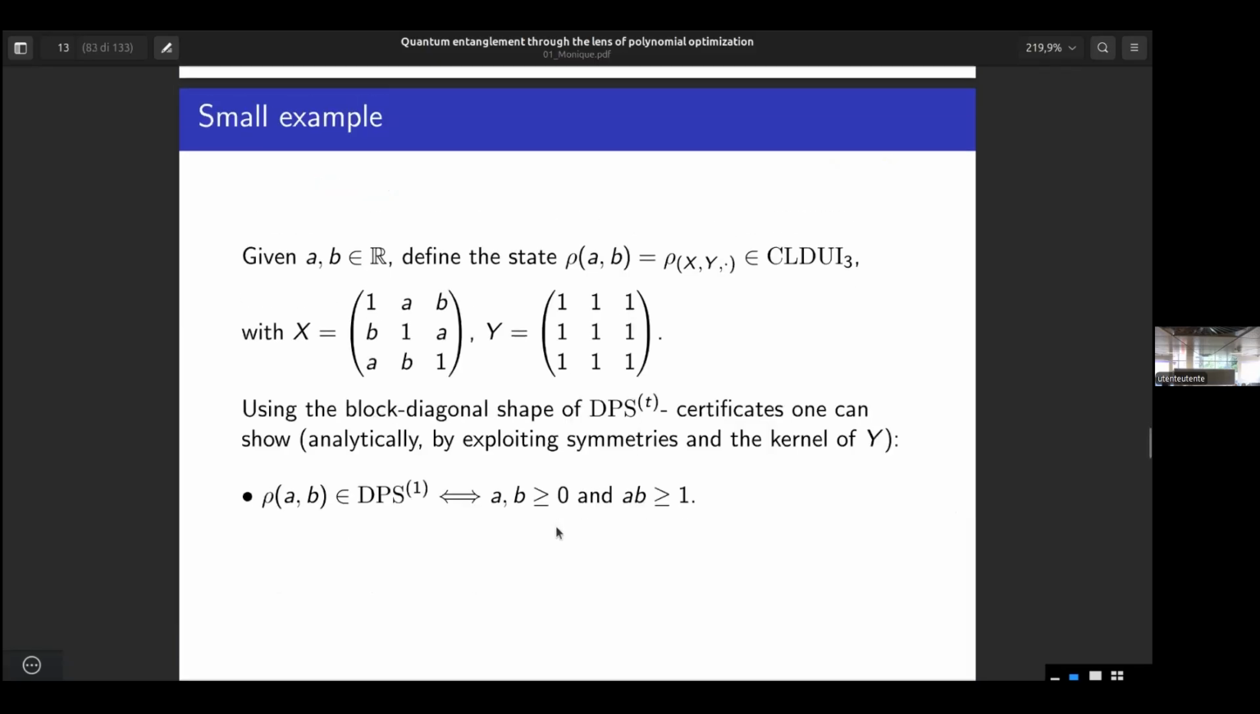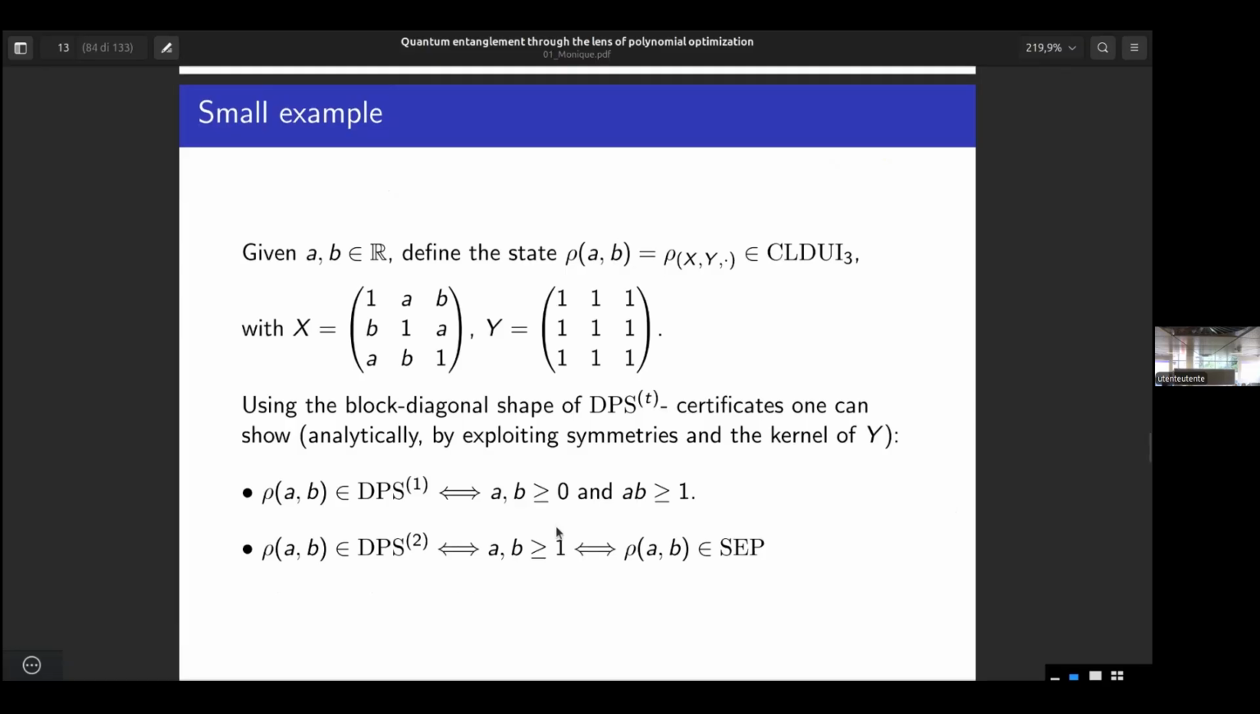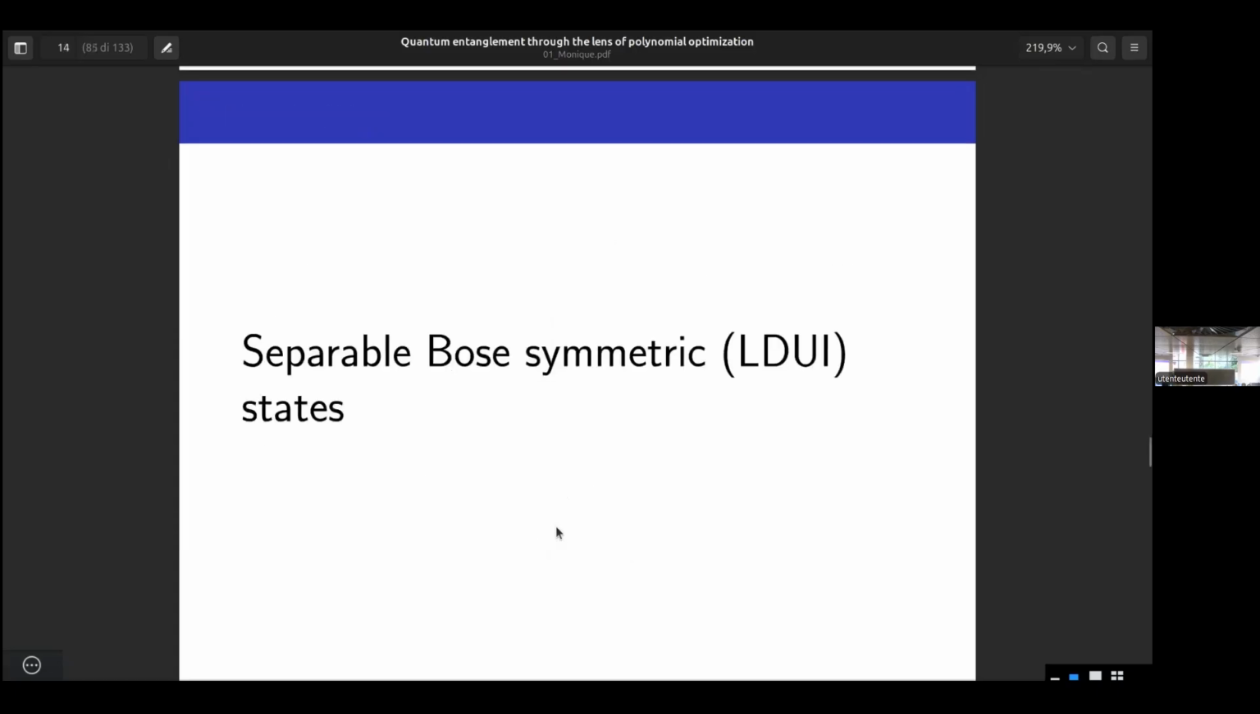So in the paper we have a small example, a state CLDUI with just 2 matrices X and Y. The only thing I want to say about this is that we can actually characterize analytically membership in DPS2 because we know what the blocks are, then we can look inside the blocks and, exploiting symmetries and properties of the kernel, we can do an analytical characterization. But it becomes already tricky at the level t equal 2 because you have many blocks.